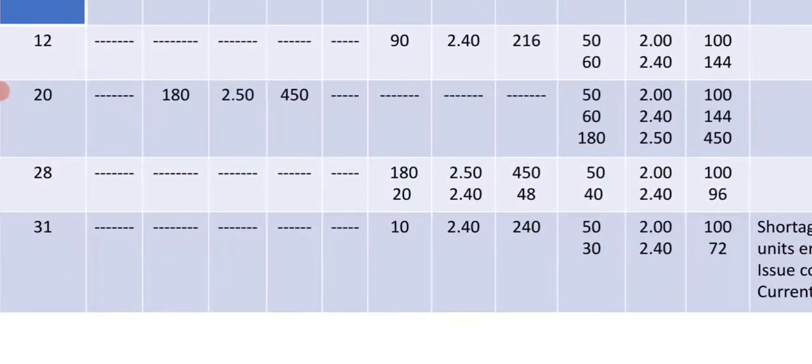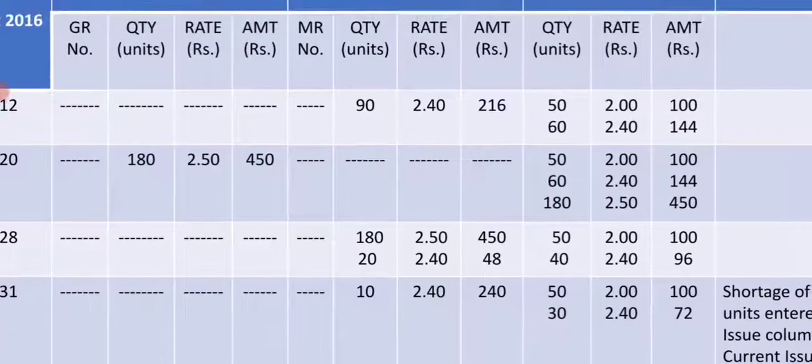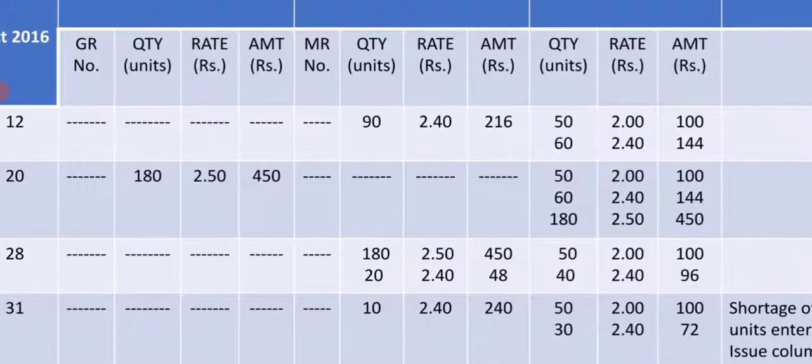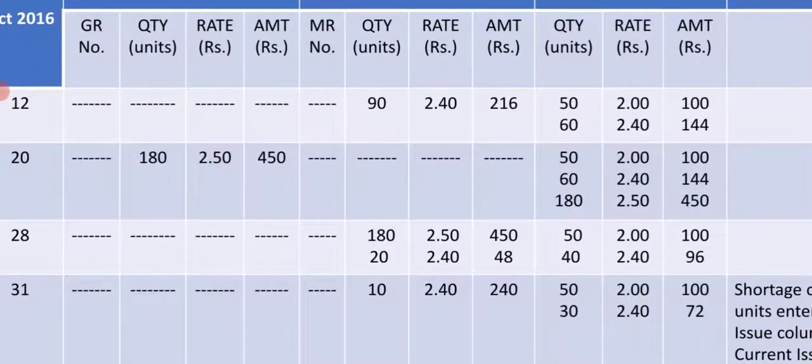31/10/2016. There was a shortage of 10 units. So shortage should always be written on the issue column, and they should be priced under the current issue method. Here the current issue method is the LIFO method. So 10 units in the quantity column, that is in the main issue column. The rate should be the latest price, that is 2.40. So 10 into 2.40, 24 rupees.